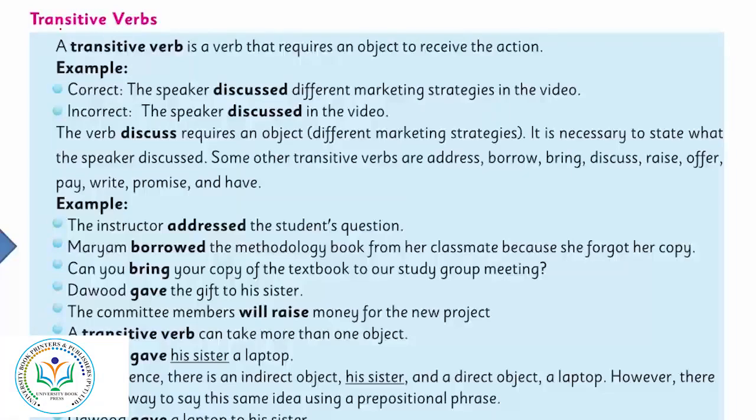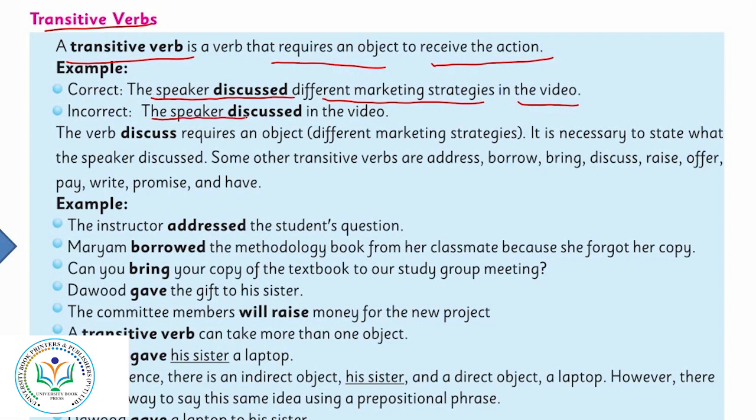Let's discuss the transitive verbs first. A transitive verb is a verb that requires an object to receive the action. The example is, the speaker discussed the different marketing strategies in the video. It would be incorrect like this, that the speaker discussed in the video. What speaker discussed? Someone might be wondering that what the speaker discussed in the video. The verb discuss requires an object, which is different marketing strategies here. It is necessary to state what the speaker discussed.